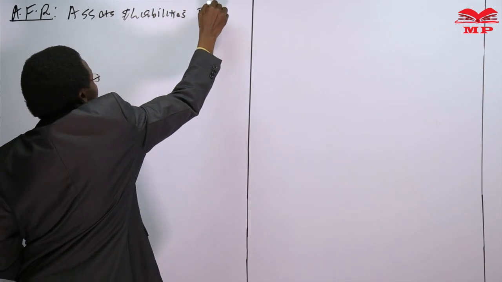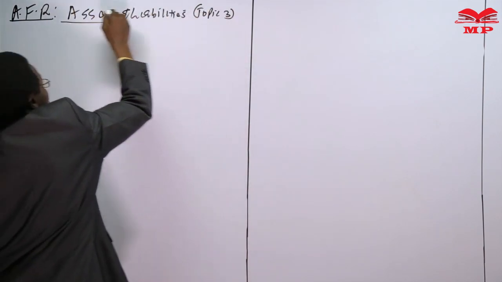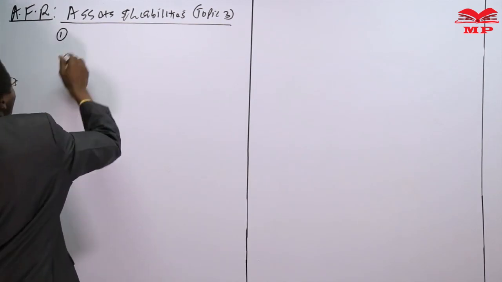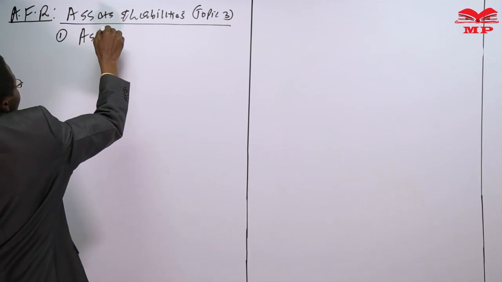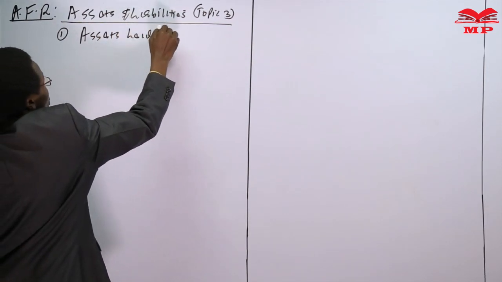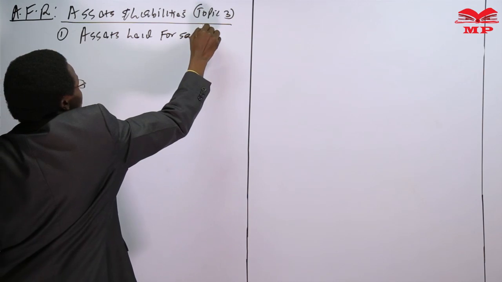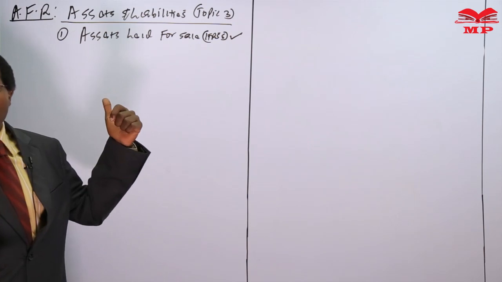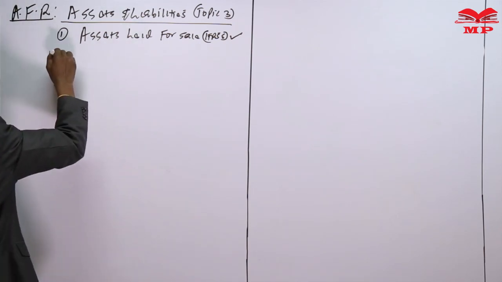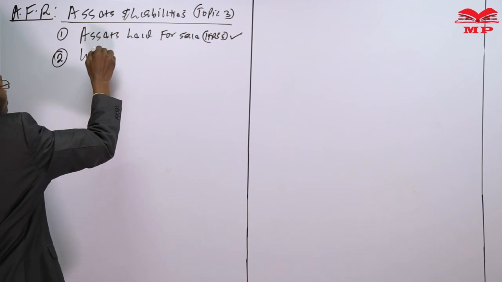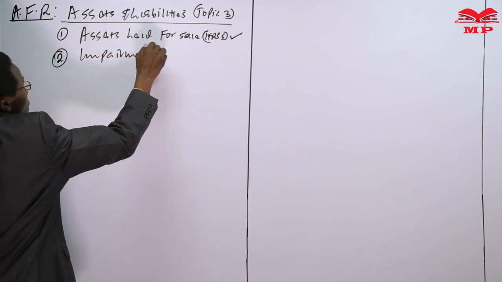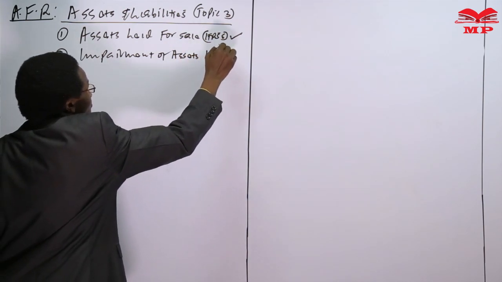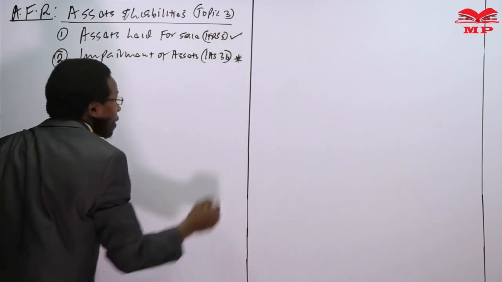This is topic 3, and this is our second session on it. The first item we talked about is assets held for sale, IFRS 5. We have already done it in our previous session. Today, we want to deal with the impairment of assets, that is IAS 36. That's what we want to do today.